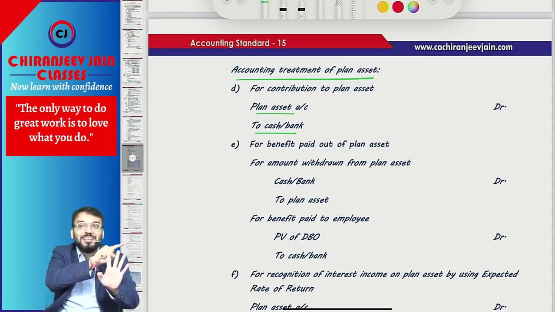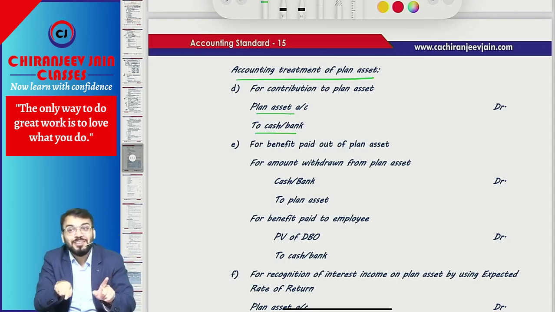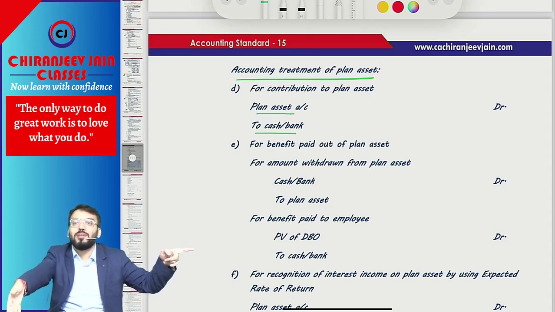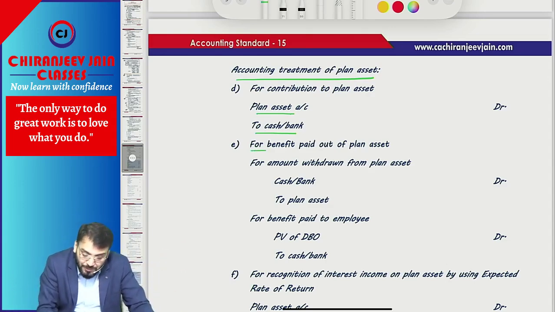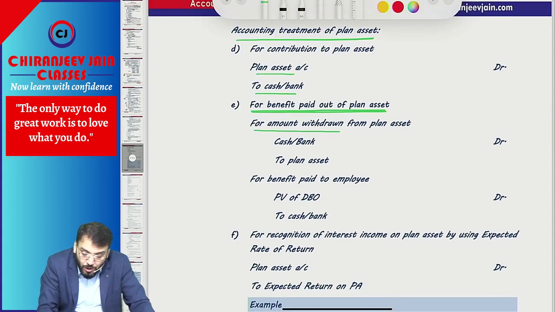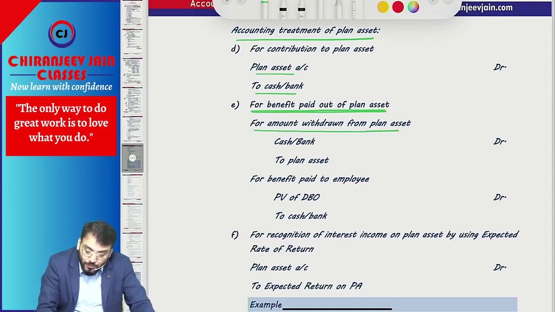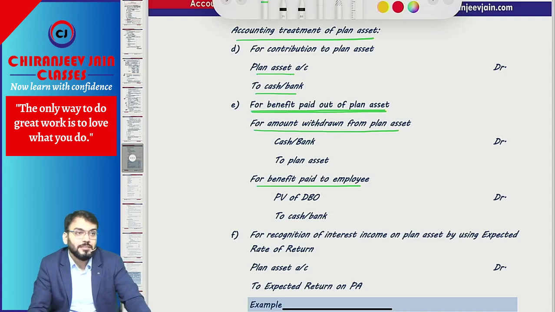Then DBO. DBO is a liability. Already you created one liability, DBO. DBO account debit to bank. DBO is a liability na. For that only you are doing planning. So for benefit paid out of plan asset, understood? For amount withdrawn from plan asset, what? Cash or bank to plan asset. For benefit paid to employee, what? Present value of DBO to plan asset. Asset.